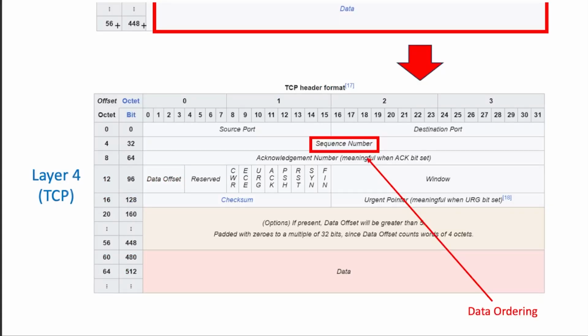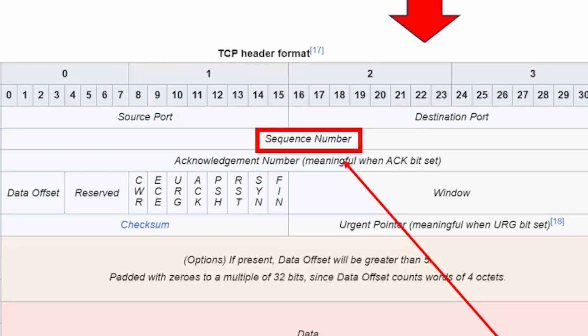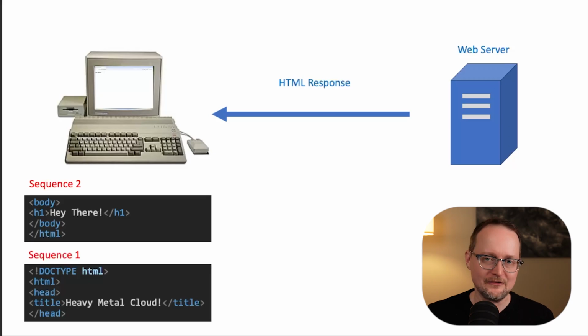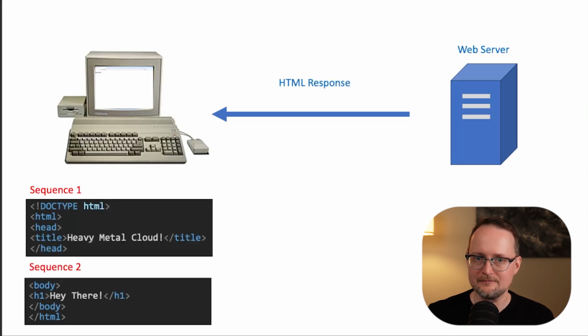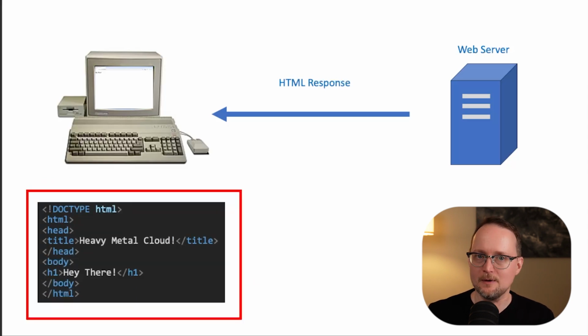To solve this problem, the TCP segment has another field called sequence. And this allows us to identify the order of the data. So our client can then reassemble the document in the correct order once all the data is received. And finally, with the HTML properly reassembled, our web browser can render the page correctly.